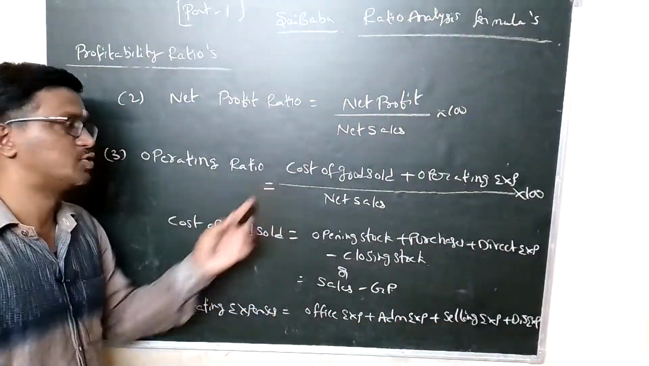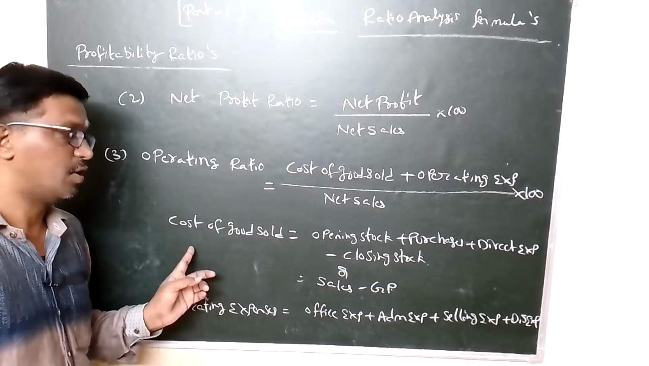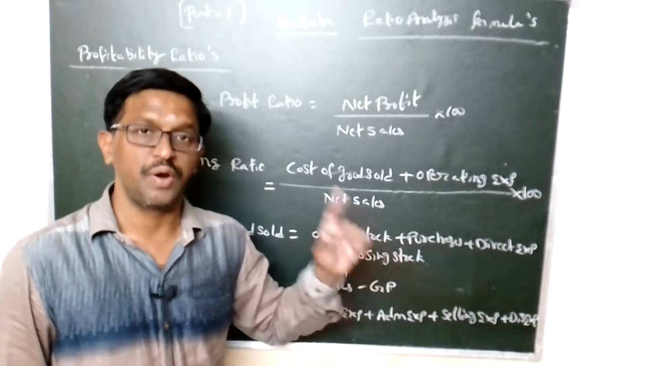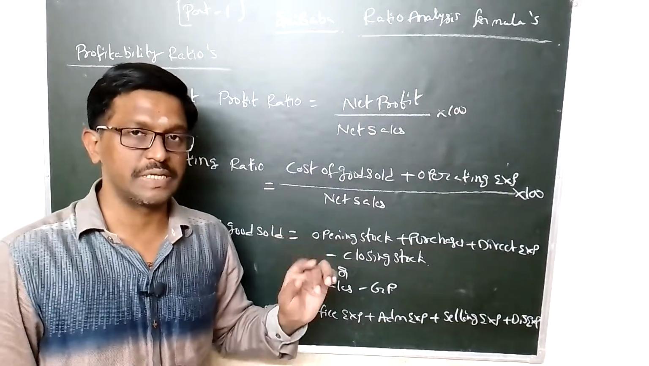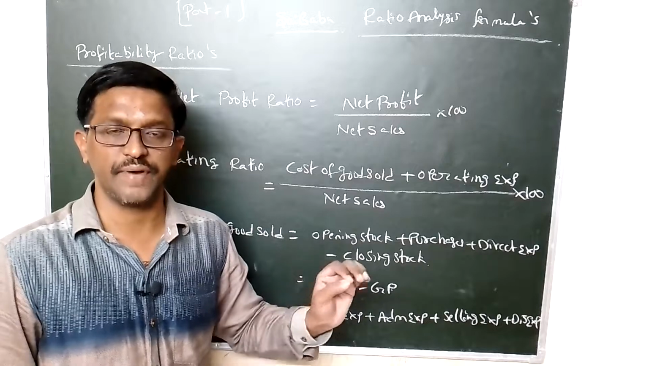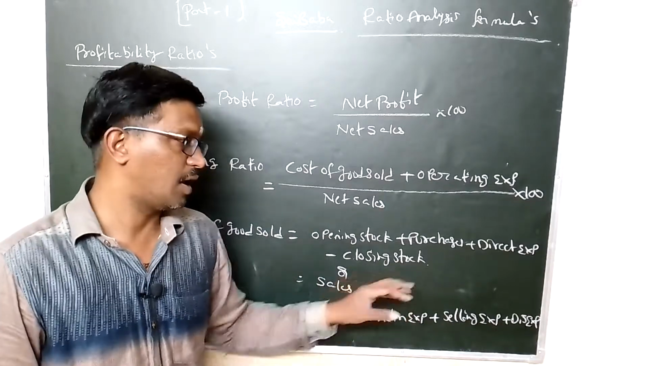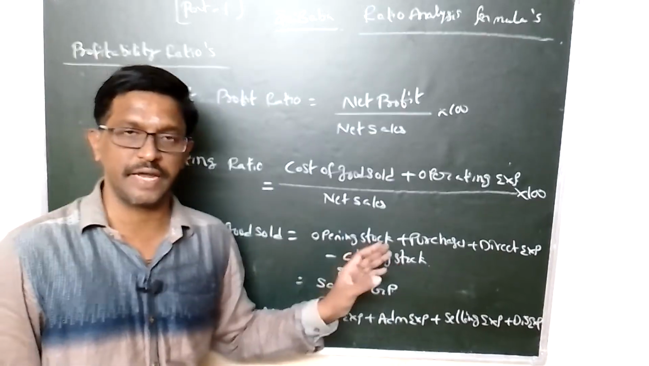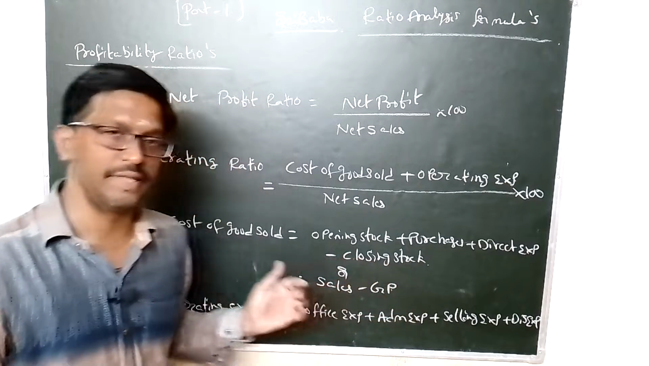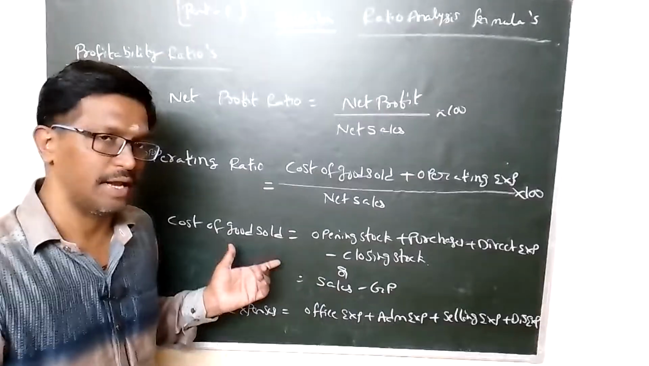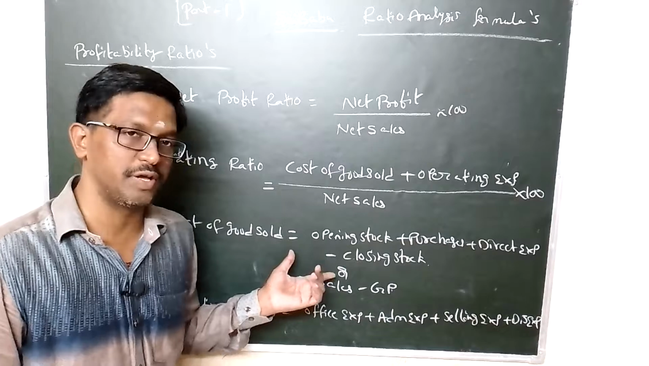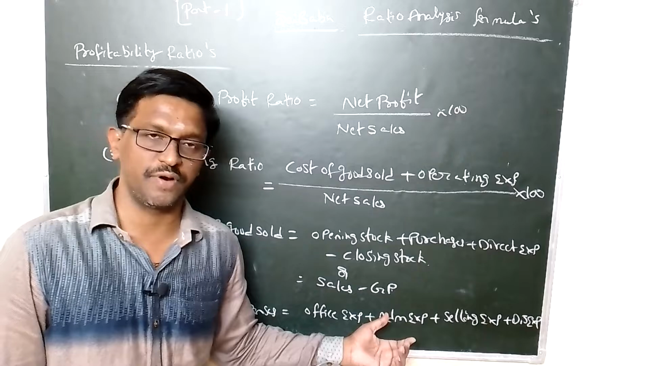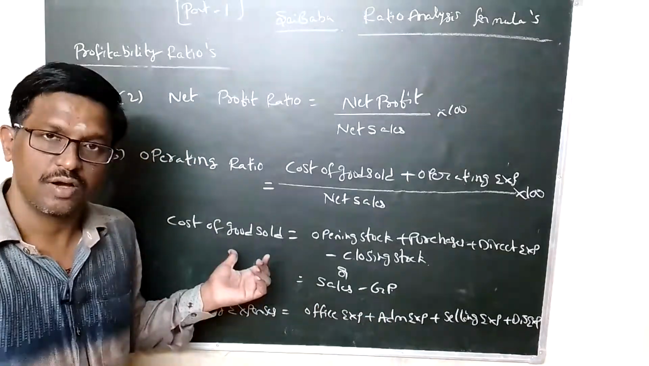You have to find the cost of goods sold if you need it: opening stock plus purchases plus direct expenses minus closing stock. Direct expenses means the expenses on the debit side of the trading account, like factory expenses and factory wages. Opening stock plus purchases plus direct expenses minus closing stock gives the cost of goods sold. In another way, we can find the cost of goods sold easily: sales minus gross profit.